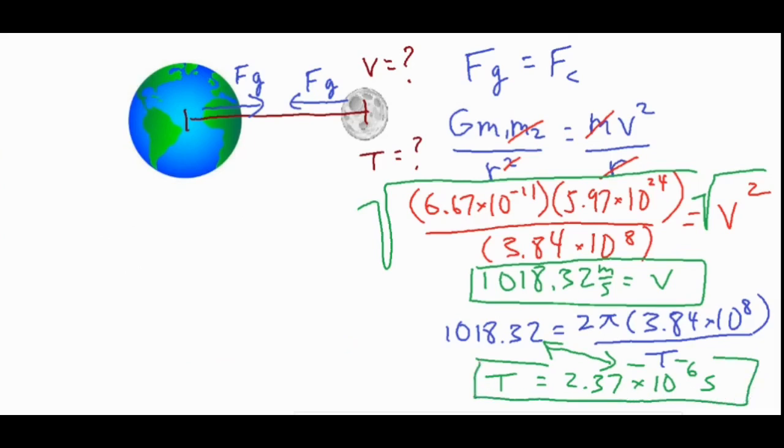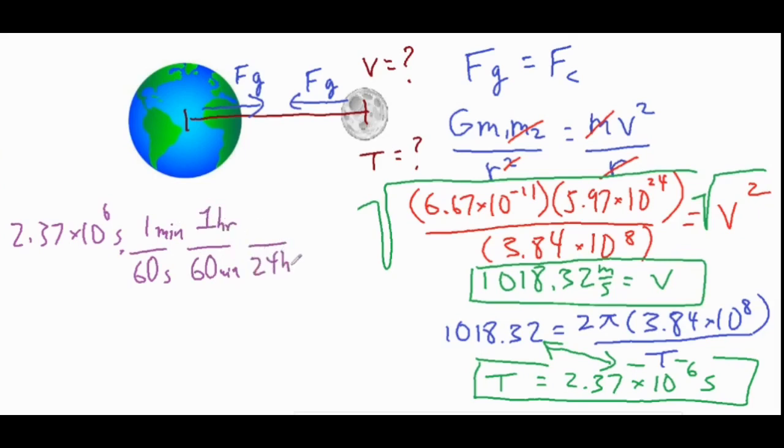I'm going to go ahead and do one final thing with our period. So the accepted period of a revolution for the Moon is 27.3 days. So let's go ahead and take our time and see if that works out. So we have a time of 2.37 times 10 to the 6th seconds, and there are 60 seconds in a minute, and there are 60 minutes in 1 hour, and there are 24 hours in 1 day.